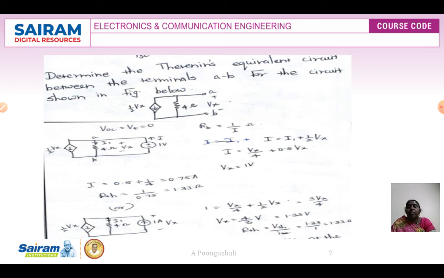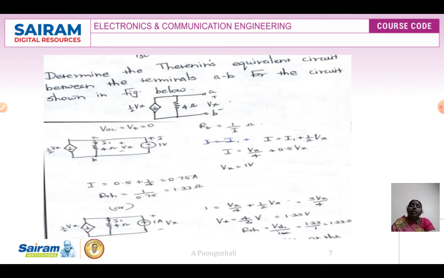ohms there. So now what we are going to do is apply KCL at node VA. So KCL at node VA is I is equivalent to I1 plus half into Vx. Here I1 is nothing but the voltage at that point, which is going to be Vx, so Vx by 4 plus 0.5 Vx. If Vx is nothing but the voltage at this point, that is 1 volt, then I is equivalent to 0.75 amps. Now RTH is nothing but 1 by I. 1 by 0.75 is 1.33.